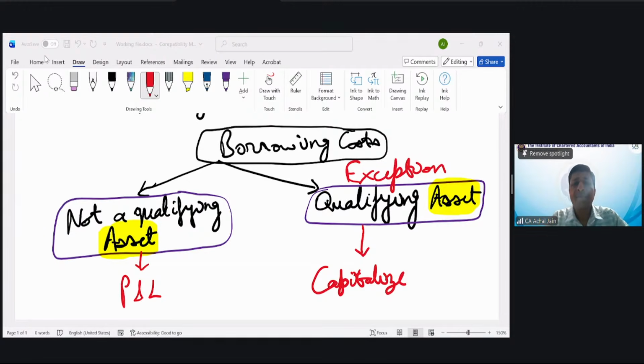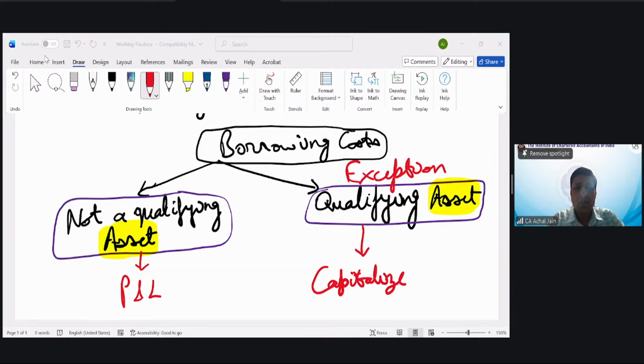See, quantity, large or small, is not relevant. Why? Because we are looking at one item. Suppose you are producing 100 items, and every single item takes 1 hour. But if you are producing 1000 items, you might say 1000 items will take 1000 hours. That doesn't make that collective group of 1000 items a qualifying asset. You need to look at it on an item by item basis. Understood? Very good.